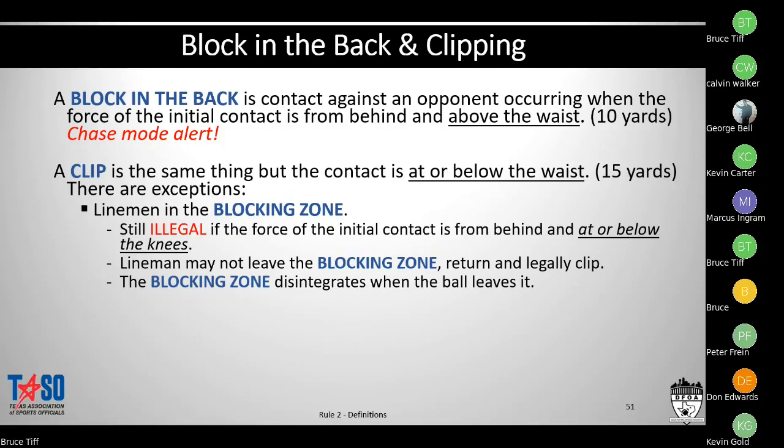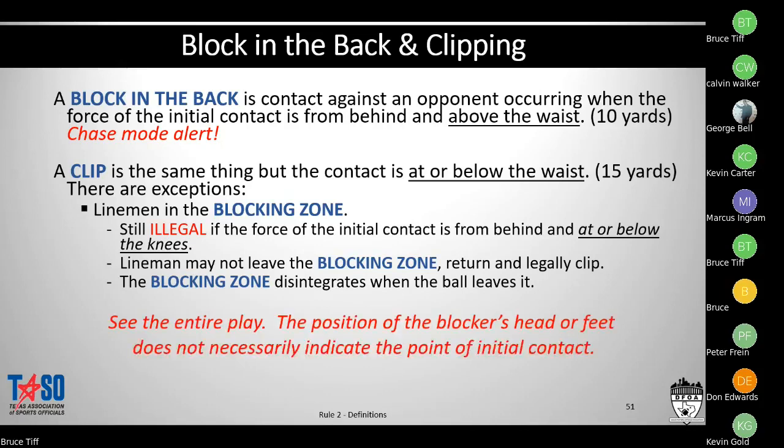However, they can block, believe it or not, between the knees and the waist from behind. But they have to be in the blocking zone, and the ball has to be in the blocking zone. And that blocking zone only goes 3 yards deep, and forward. So if you're in a shotgun formation, that blocking zone is disintegrated once the quarterback touches the ball. So you don't really see this a lot. I've never even had this foul, but it is in the rule book, and I wanted to make sure you understood it.